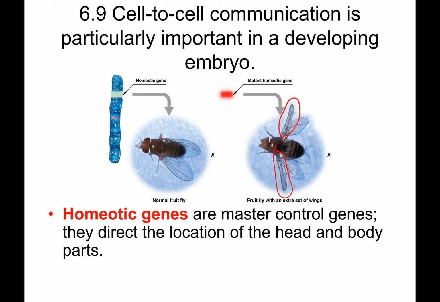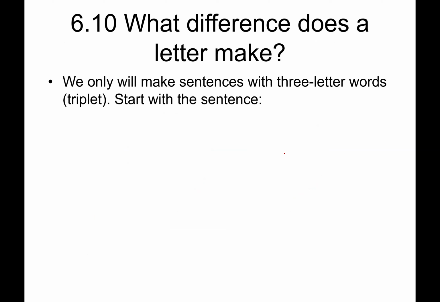With a mutation, you get an extra set of wings that are usually not functional, and if it has other mutations, you can develop body parts in different parts of the body, or a different head shape. Notice how the head is very different, and the thorax even has a different shape too. All of those are affected by the homeotic gene, the master control gene.